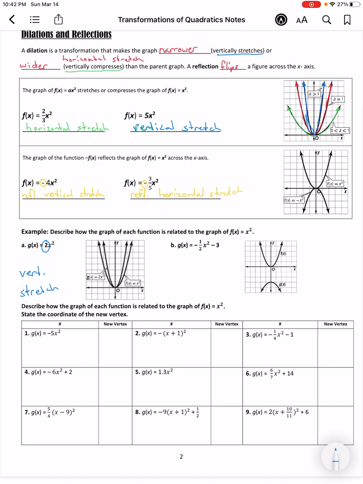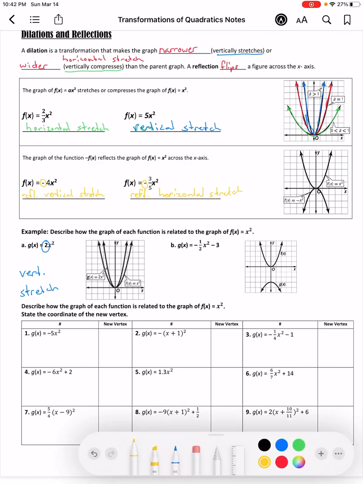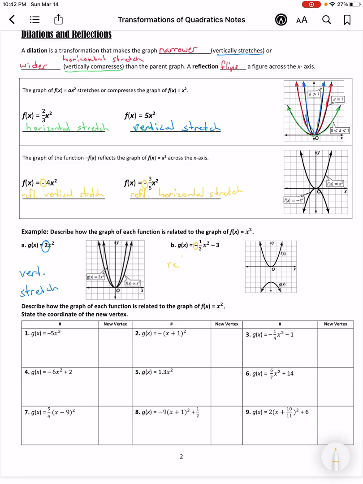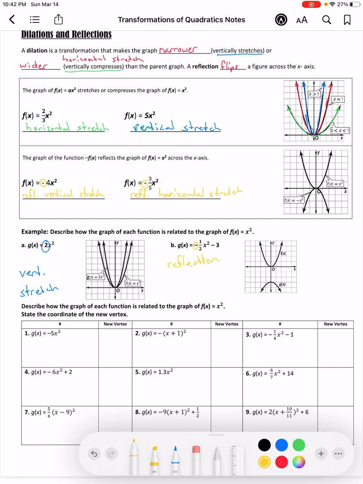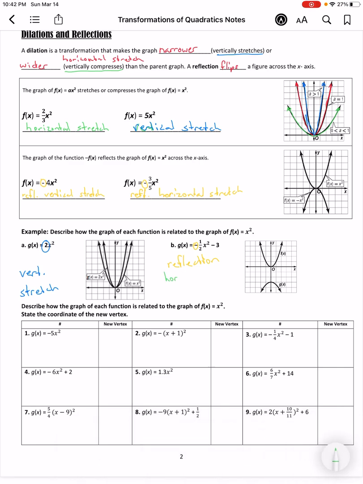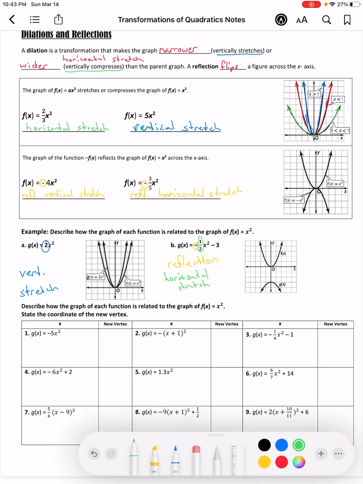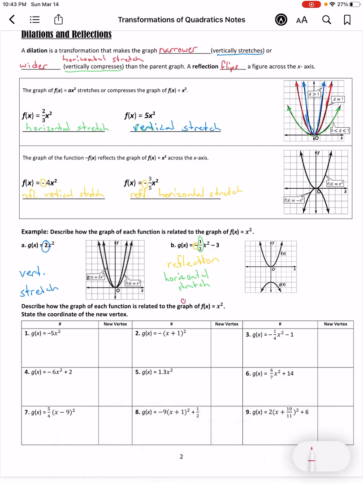All right, let's look at B. On B, we have a couple different things. Number one, we have a reflection. Number two, we have a horizontal stretch. Again, that horizontal stretch comes from the 1/2. And then we have a shift of down 3 units. And again, you can see all of that on the graph. If you look, the graph is turned upside down. You can see that it moved down 3 units.